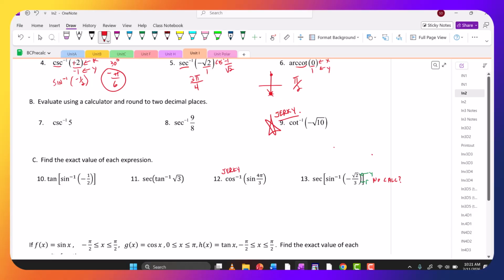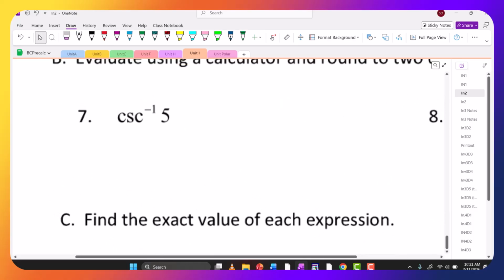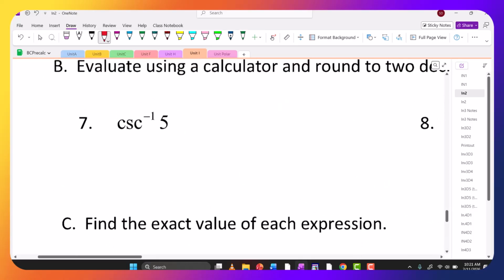Like, for instance, get your calculator out. I can't get my calculator on my screen. Technology has messed with me again. You know what you've got to do on this, though? You don't have a cosecant button. Desmos does. I love Desmos. Anyway.